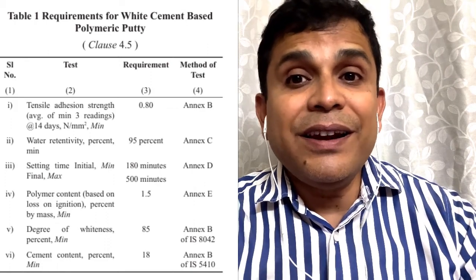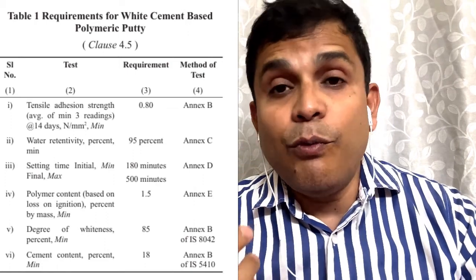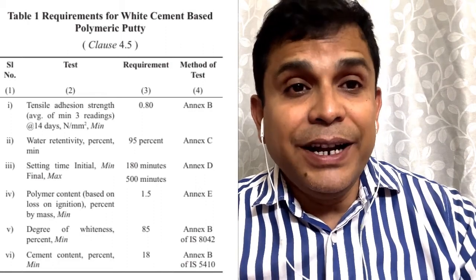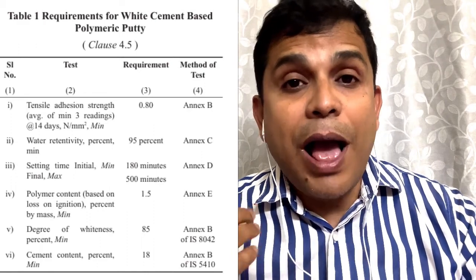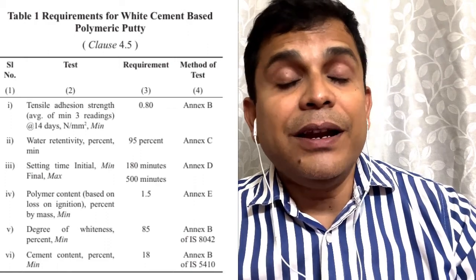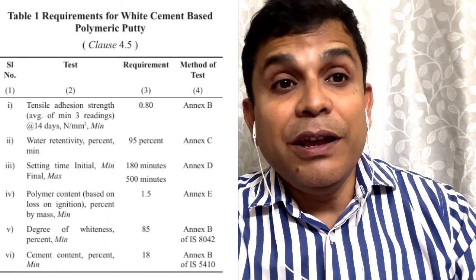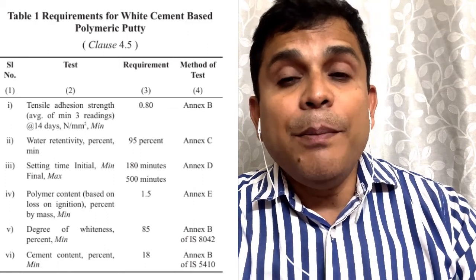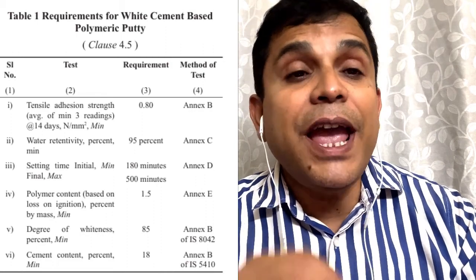And water retentivity is very important whenever selecting the wall putty; that should be minimum 95%. And the setting time is also important because you need to add water, mix, and apply. So what is the setting time? The minimum is 180 minutes and the final is 500 minutes, so you need to apply between the two. And the polymer content, because if it is a polymeric acrylic, the polymer content based on loss of ignition should be minimum 1.5%.